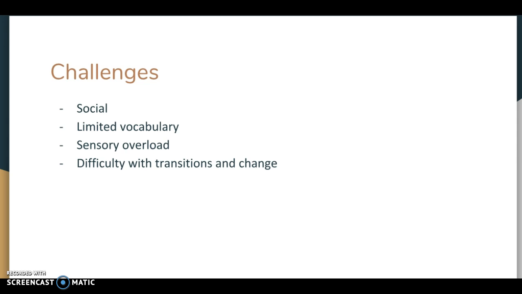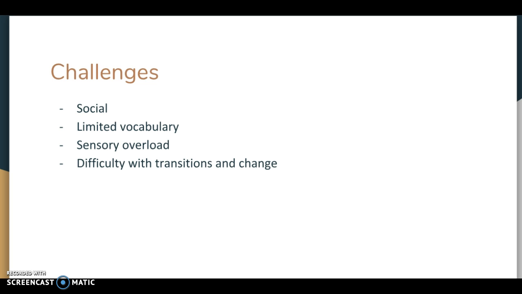Learning is a social thing. They may have a limited vocabulary. They may not be able to express themselves the way they need to. Again, we may not know what they need, and it can be frustrating for them and for teachers. There may be some sensory overload. Classrooms can get busy, and it can get to be too much, and they may lose focus or exhibit some issues with behavior because of that.